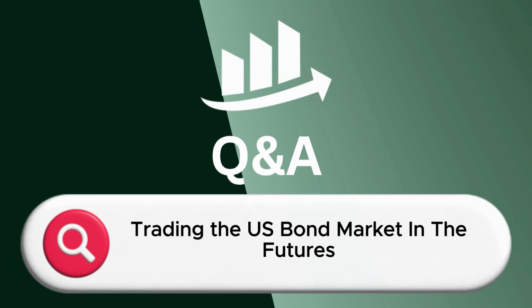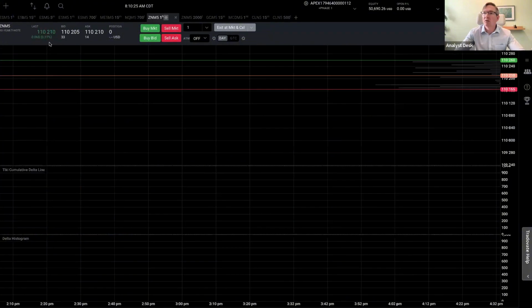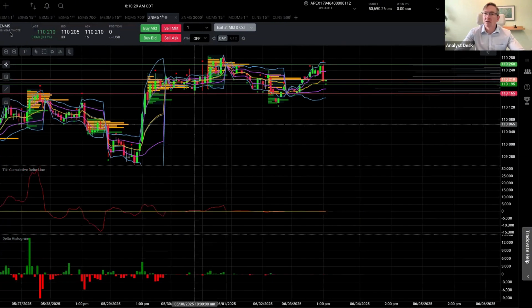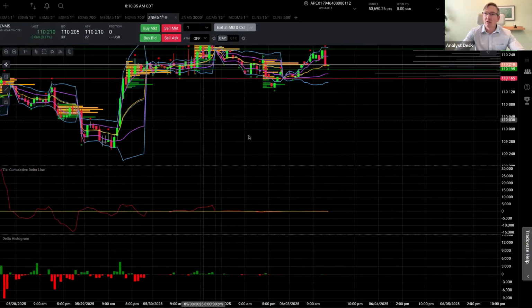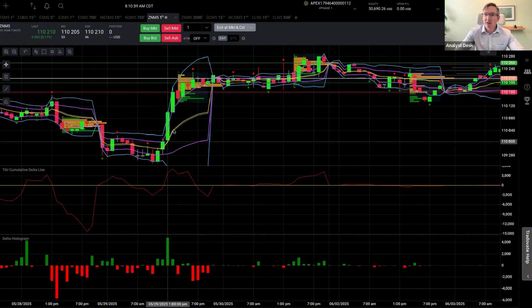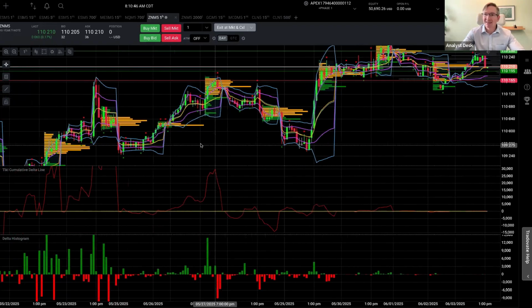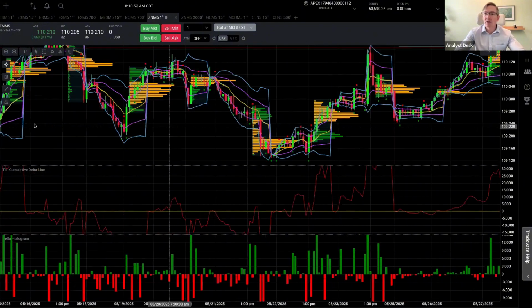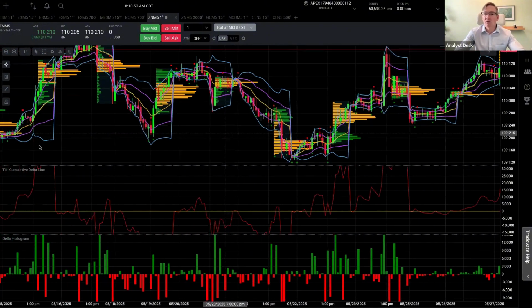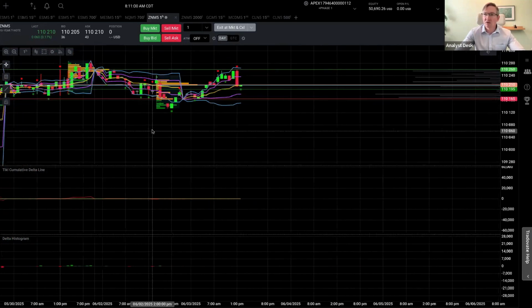Trading the bond market in the futures. Now, if you look at the futures market and you see the 10-year bonds, what you can see is that they're very, very steady and reliable the way they trade. It's mainly institutions that trade the bond market. And just look how slow and steady the price action is. It's a very stable market that doesn't move very fast, and it's relatively easy to read.